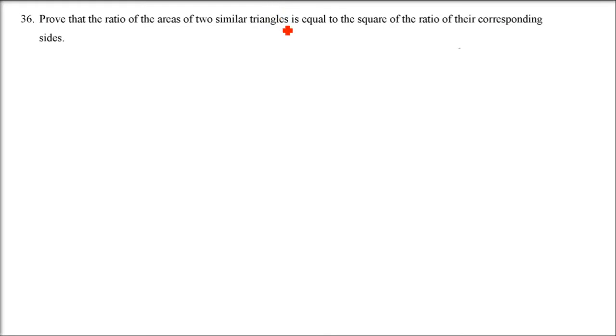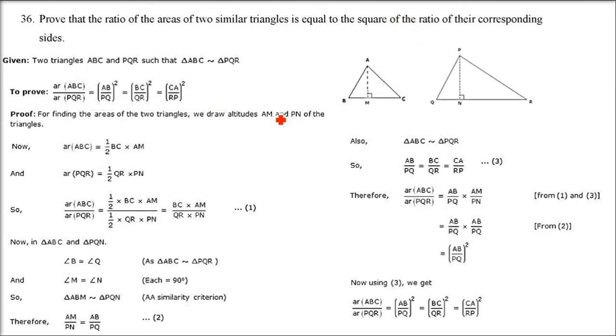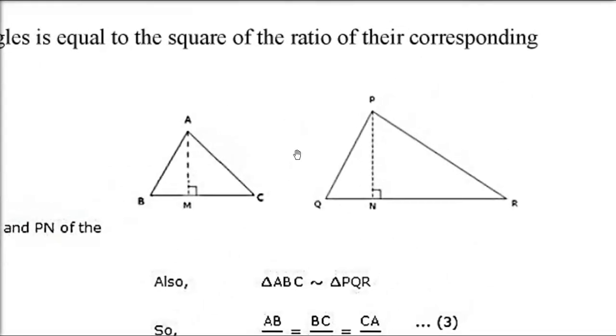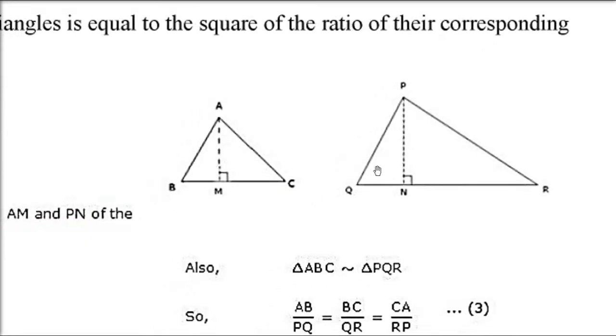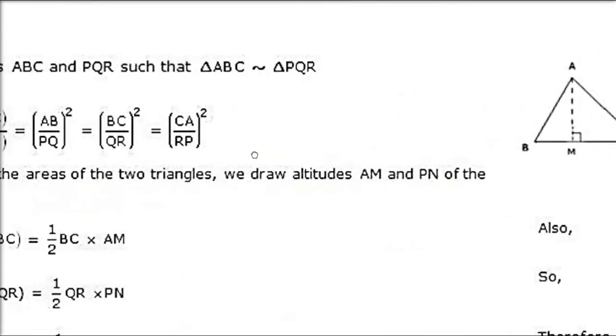Prove that the ratio of the areas of two similar triangles is equal to the square of the ratio of their corresponding sides. So now there are certain things we need to understand first. First of all, the ratio of the areas of two similar triangles. So there are two similar triangles, ABC and PQR. We'll take ABC and PQR and then first of all draw the perpendicular. So AM is perpendicular to BC, PN is perpendicular to QR.